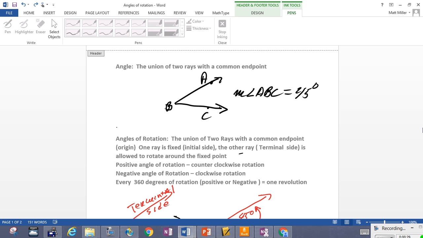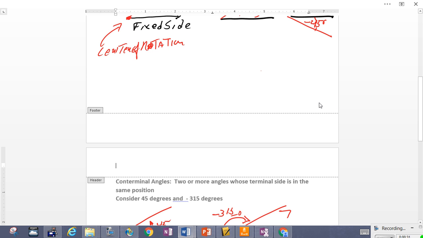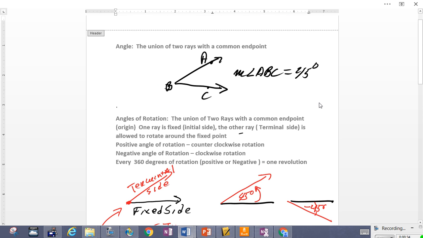Now, contrary to how an angle is defined, we're going to talk about angles of rotation. An angle of rotation is similar to an angle that we have in geometry, but it's not static. It's allowed to move around. We say that we have one ray that doesn't move, and that's called the fixed side, and then we have the other ray that's allowed to sweep around either in a clockwise or counterclockwise direction, and that's called the terminal side.